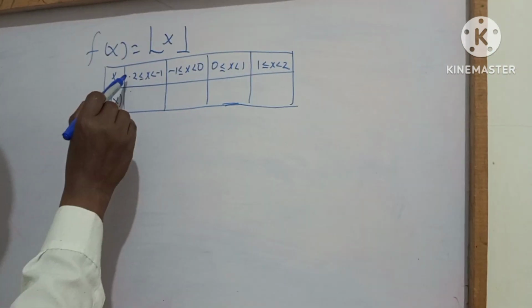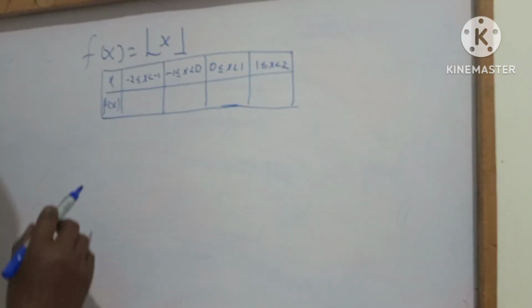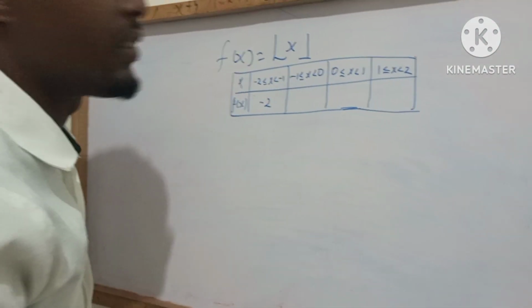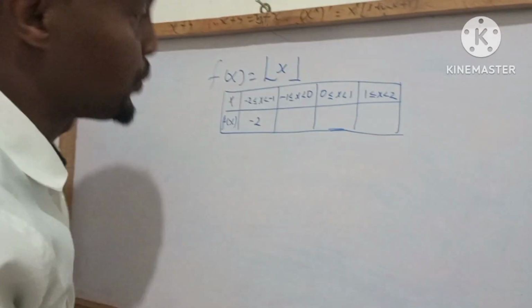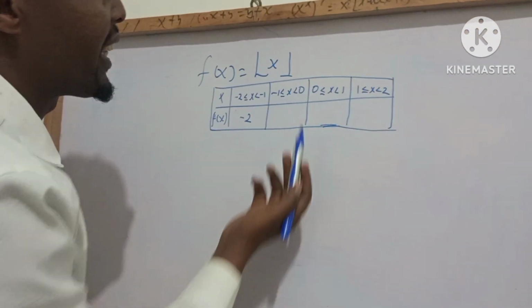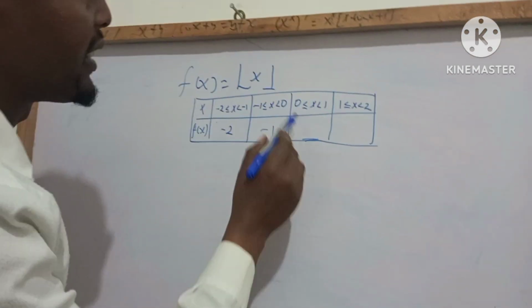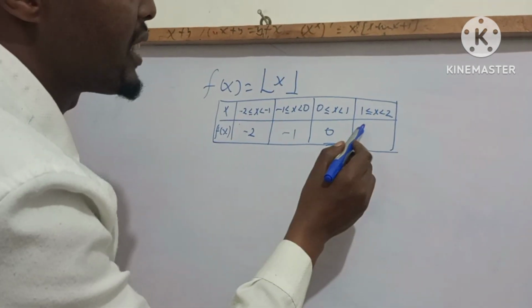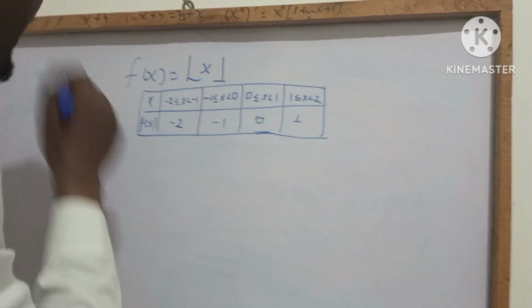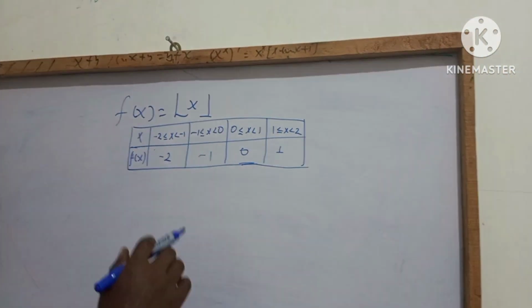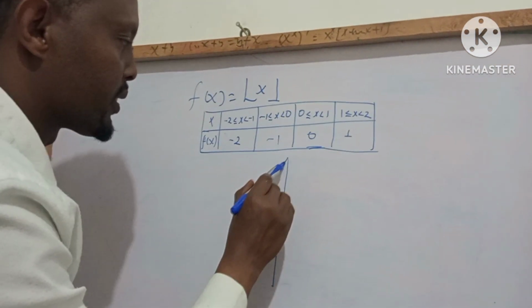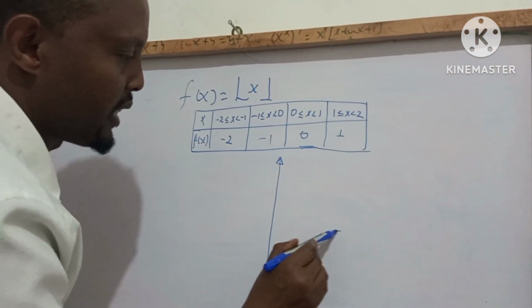Now, if we take any number between negative 1 and negative 2, we obtain negative 2. It's obvious, because the greatest integer of negative 1.5 is negative 2. And any number which is in between 0 and negative 1 gives negative 1. And this one is 0, of course. And this is 1. You can take many intervals. So let's see the graph of this step function.